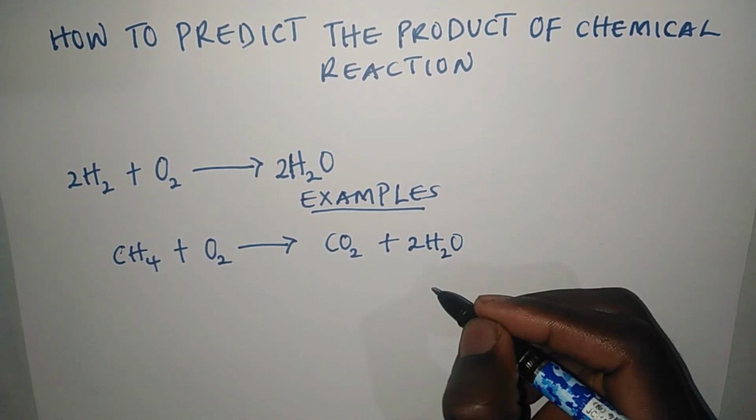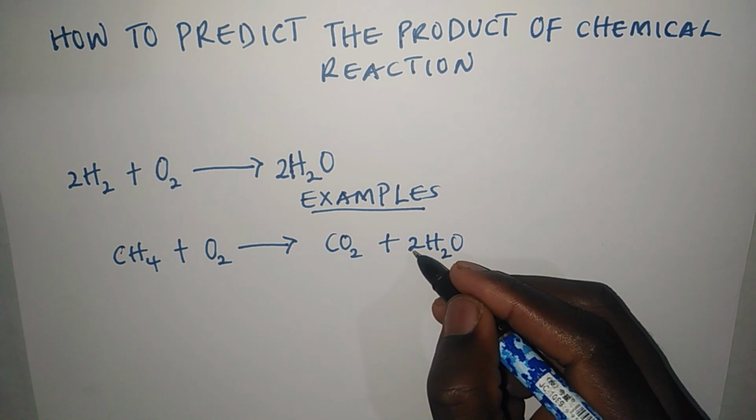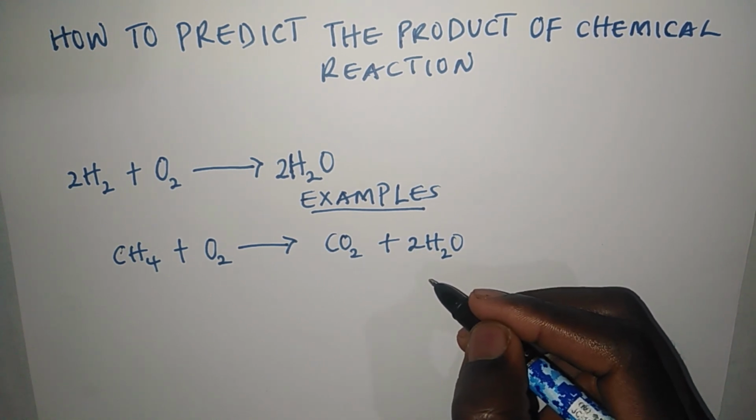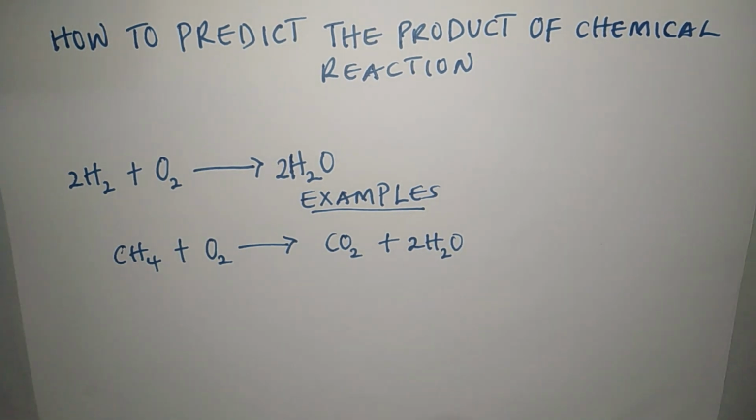Sorry, these two are not supposed to be here for now. You need to put it only when you are balancing the equation. All right. After writing it like this, after putting down the solution like this, then you go ahead and do the balancing.